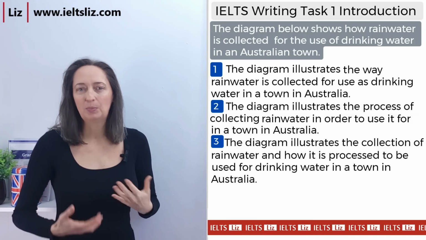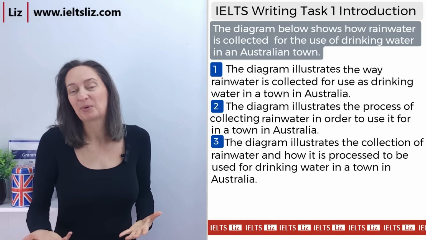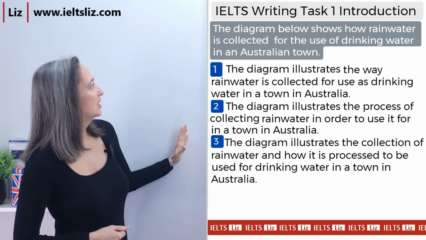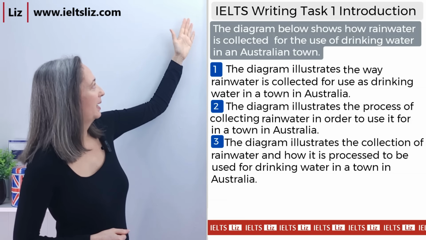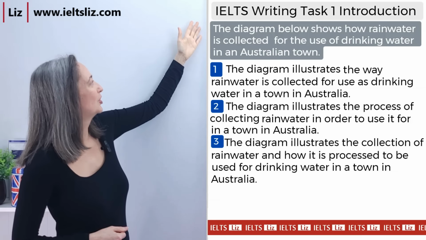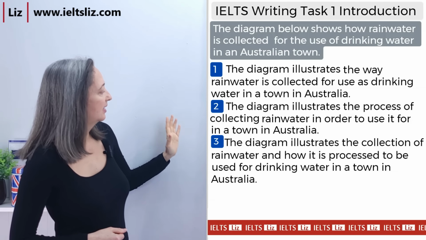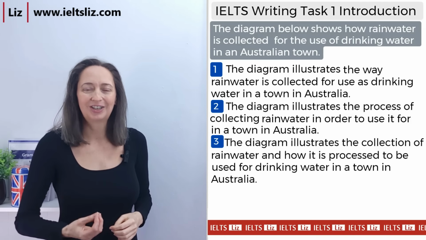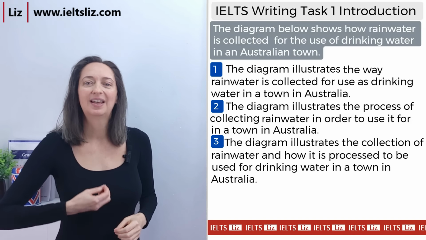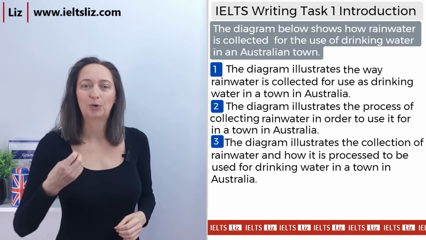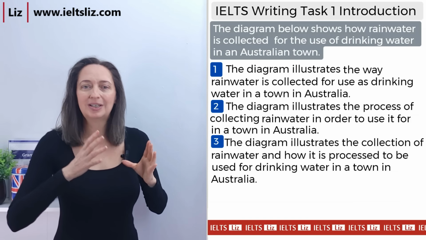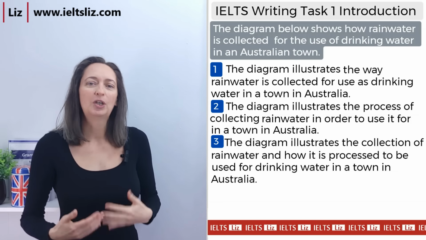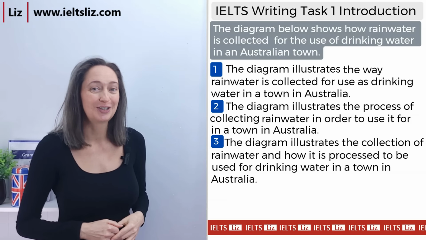Now, of course, to be processed, that's extra information, but it is a process anyway, so it's absolutely fine to add that information. Now, what you can see is that the order of information that you find in the description is the same as the introductions that we've got. We've got the diagram, we've got the collection, the rainwater, then we've got the use of, we've got drinking water, and then we've got the town. So it's the same structure, the same order of information. So let's see what we can do to change that, and let's have a look at introduction number 4.